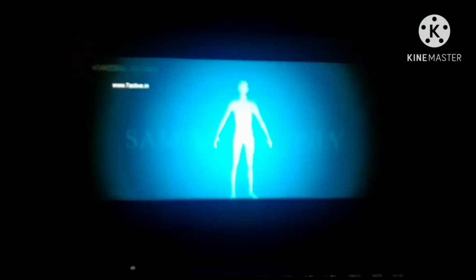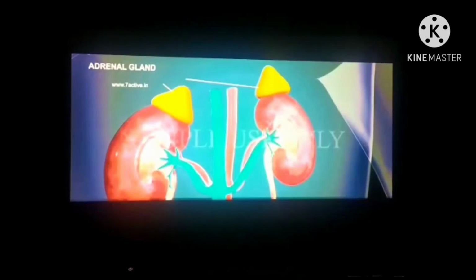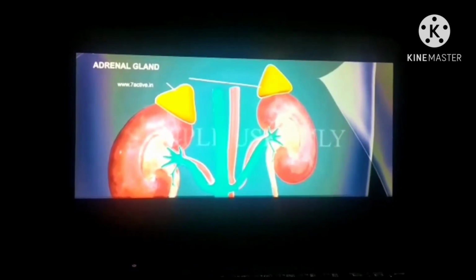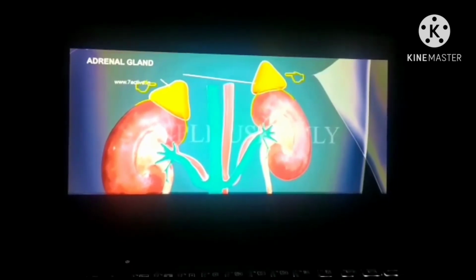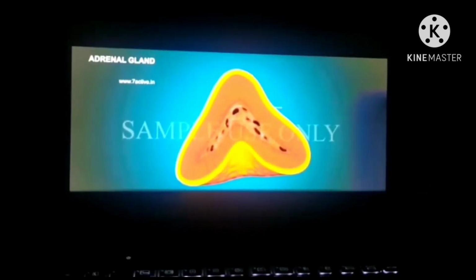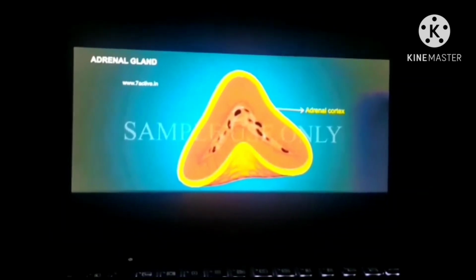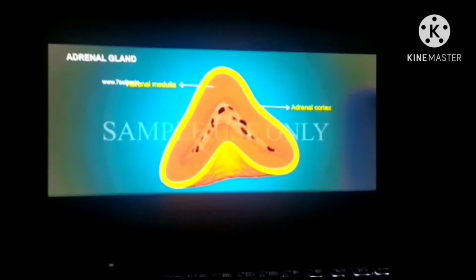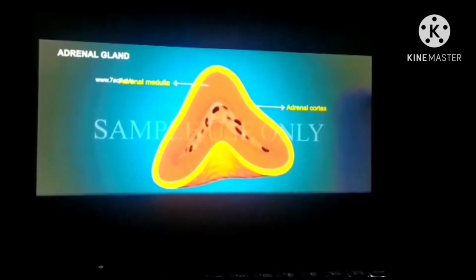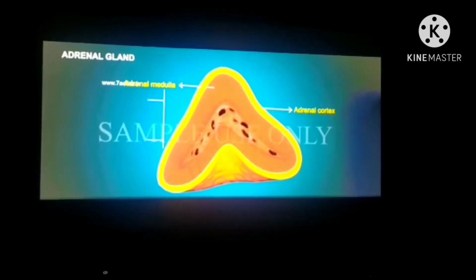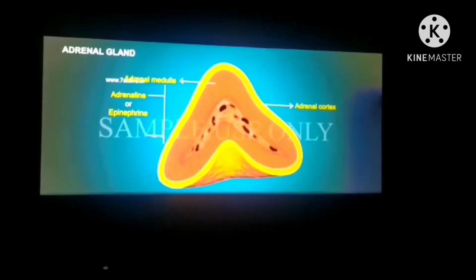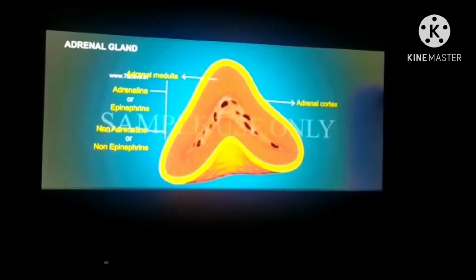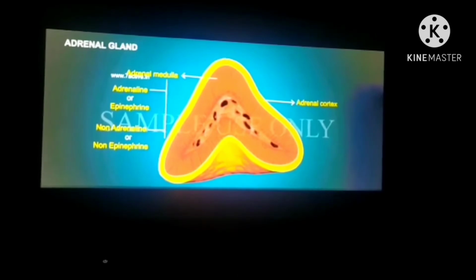Adrenal glands are a pair of yellowish flat pyramid-like glands which lie over the upper end of the kidneys. They look like a cap on the kidney. Each gland has an outer yellowish adrenal cortex and an inner reddish brown adrenal medulla. The adrenal medulla secretes two hormones called adrenaline or epinephrine and noradrenaline or norepinephrine. These are commonly called catecholamines.